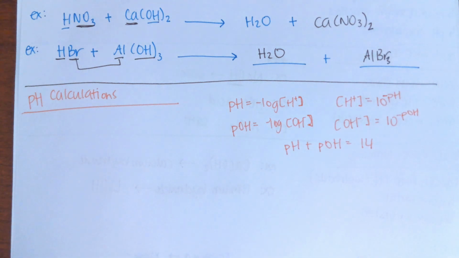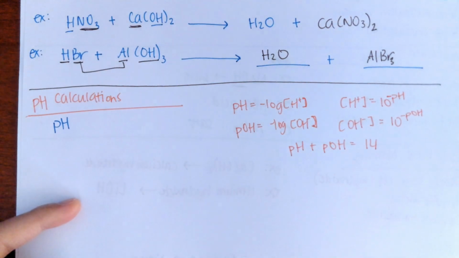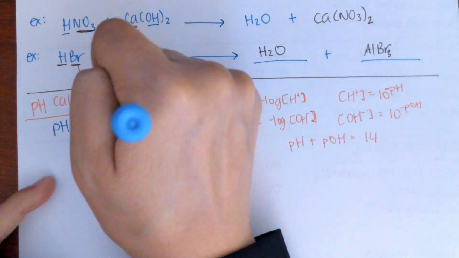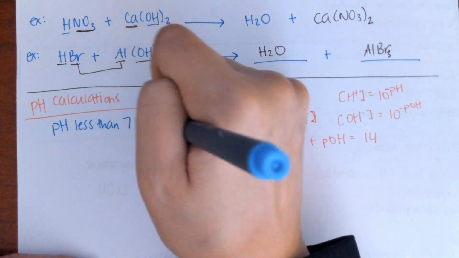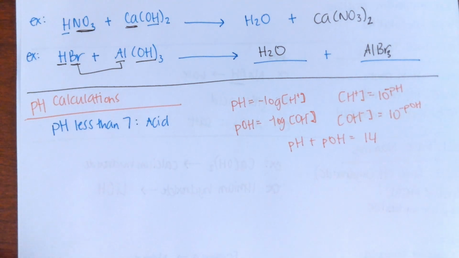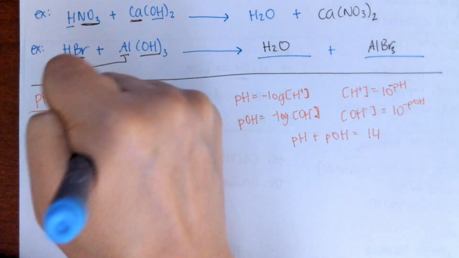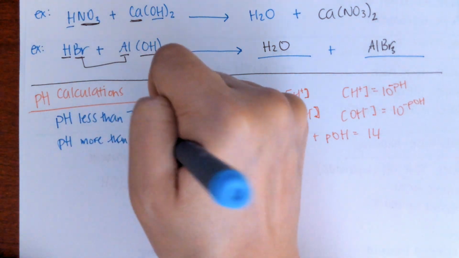Also, another thing to remember is that pH less than 7, is that considered an acid or a base? Acid. You'll be asked whenever you're solving for pH, is this an acid or a base? So based on your answer. A pH greater than 7 is considered a base.